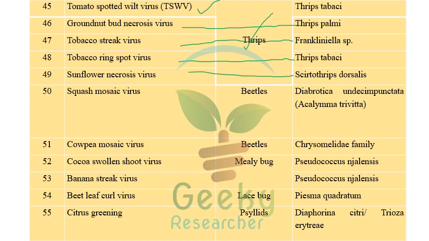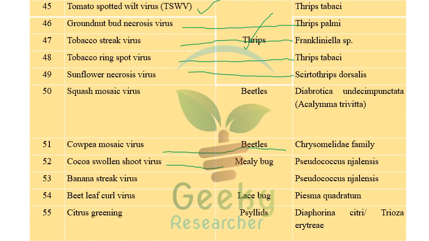Then squash mosaic virus is transmitted by beetles, Diabrotica duodecimpunctata. And cowpea mosaic virus is transmitted by beetles. And cacao swollen shoot virus is very important. Cacao swollen shoot virus is transmitted by mealybug, Planococcus njalensis. Not only cacao swollen shoot virus, but also banana streak virus.